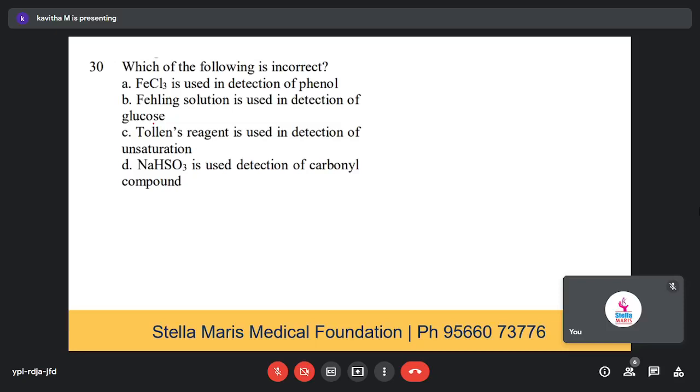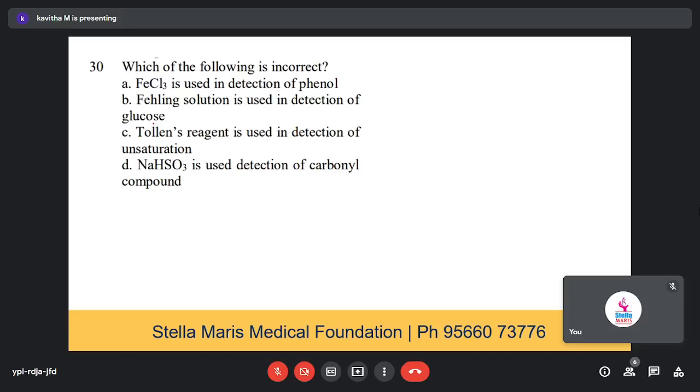In the first lesson this is not coming, but you'll be studying it in the later lessons. The first one, the test for phenols: with neutral ferric chloride, the phenols give blue or violet coloration. That is the test for phenol. So ferric chloride is used for the detection of phenol. That is the correct one.